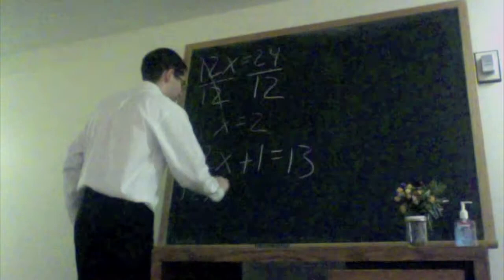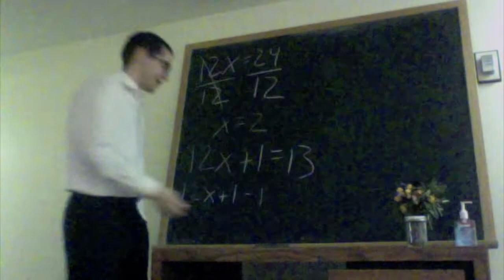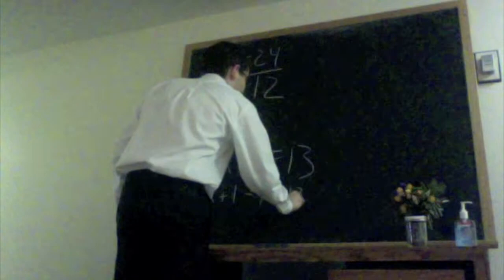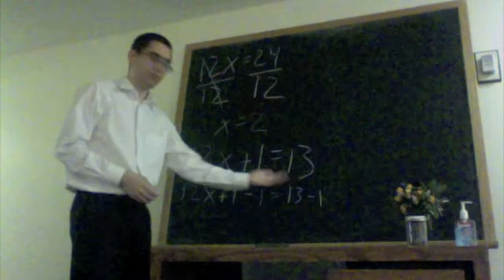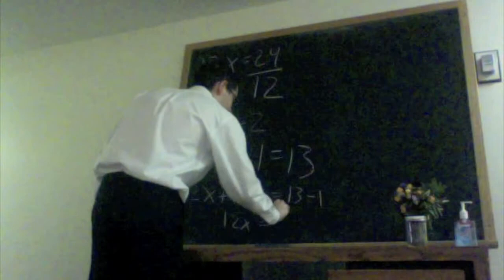That's addition, so inverse operations, do subtraction first. So 1 minus 1 just becomes 0. Exactly what you want. You want this to cancel out. 1 minus 1 equals 0. Equals 13 minus 1. Make sure to do something to both sides. Subtract 1 from here, subtract 1 from here. Very simple. You get 12x plus 0. So you don't actually need to write that, but if you want, you can write that down just to keep track. Plus 0 equals 12. And now it's just a regular one-step equation again.